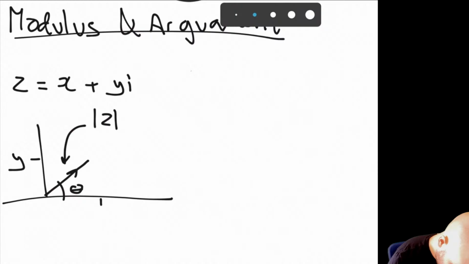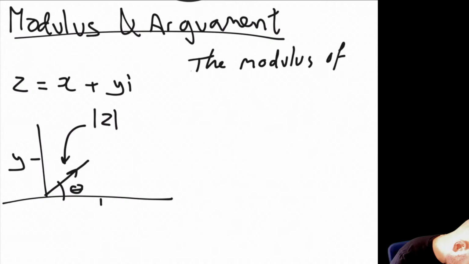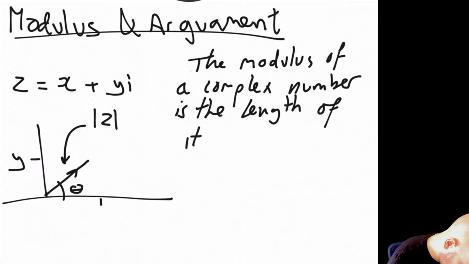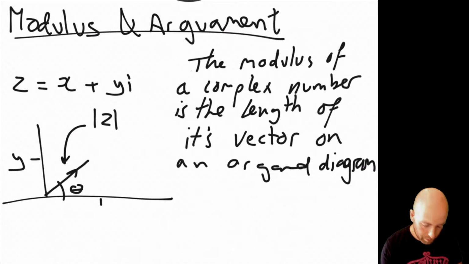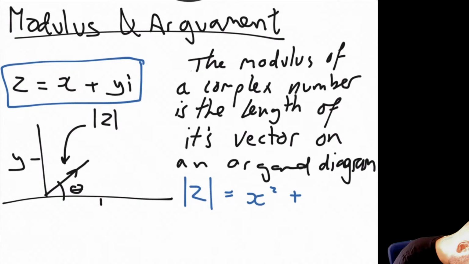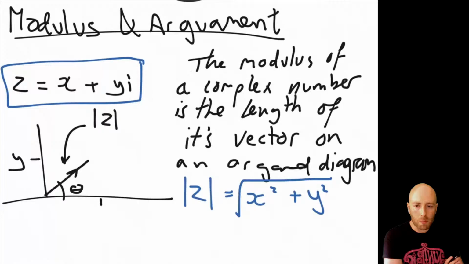Okay, so the modulus of a complex number is the length of its vector on an Argand diagram. So in other words, if you've got your complex number z equals x plus yi, your modulus is going to be the square root of x squared plus y squared. Just from Pythagoras. So that's the modulus.